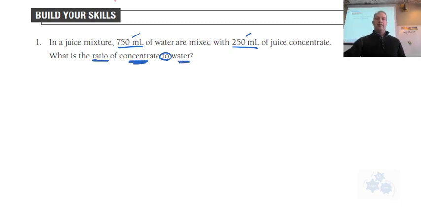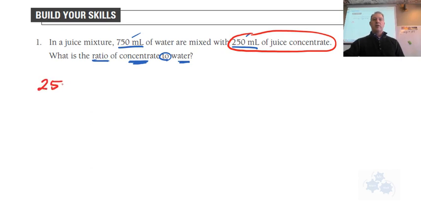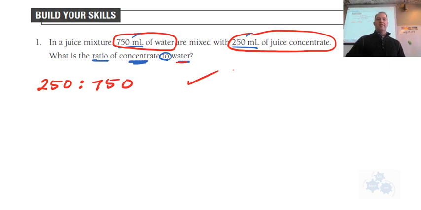So what we do is we look at which number is associated with the concentrate. Well, it looks like 250 is, right? So we're going to write that one down first, 250. And I'm going to use the colon here, this little dot dot. And then to water, it's got to be the next one. So the water is 750. So concentrate to water, 250 to 750. There's your answer. Okay? Just use the numbers that are associated with it. Easy, right?